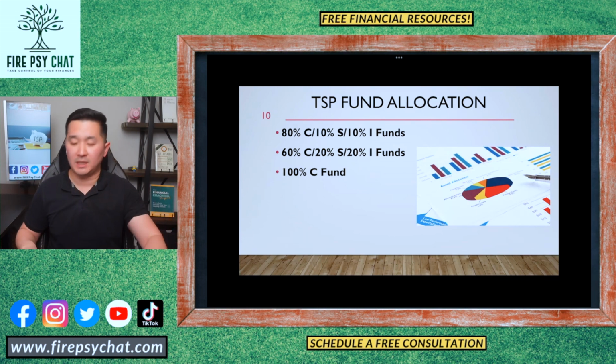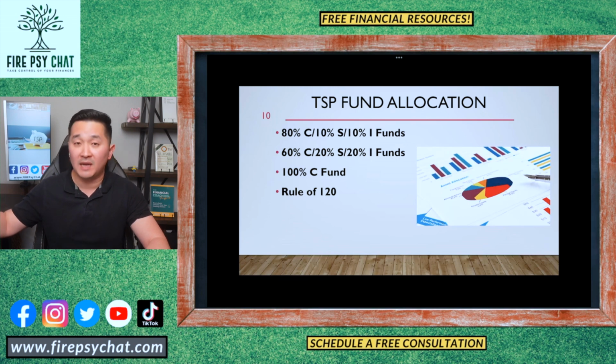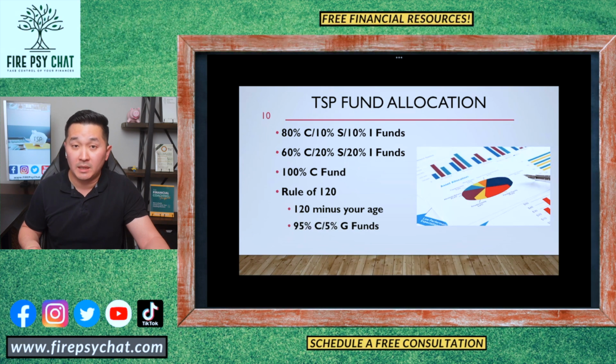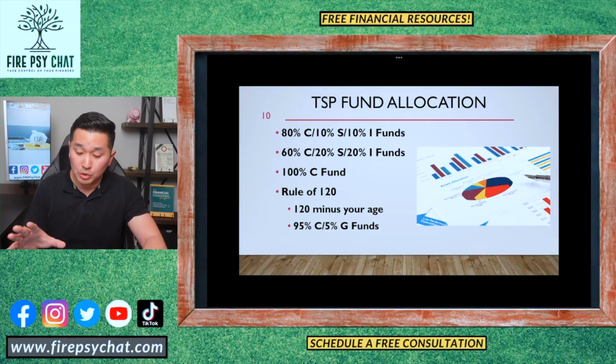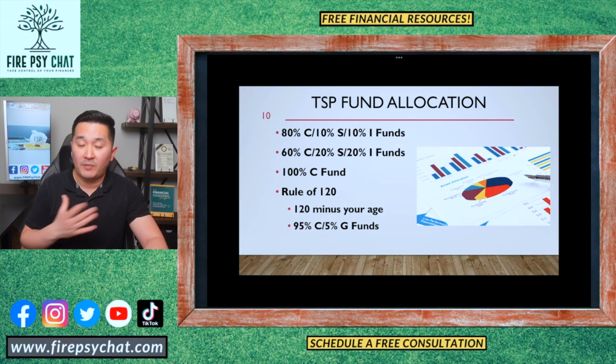The other strategy is using the rule of 120. If you're just now joining the live stream, I talked about the rule of 120 about maybe 20 minutes ago. Okay, if your age is 25, then it's 120 minus 25, right? Which equals 95, or 95% stocks and 5% bonds. The simplest way is to just do 95% C fund and 5% G fund.